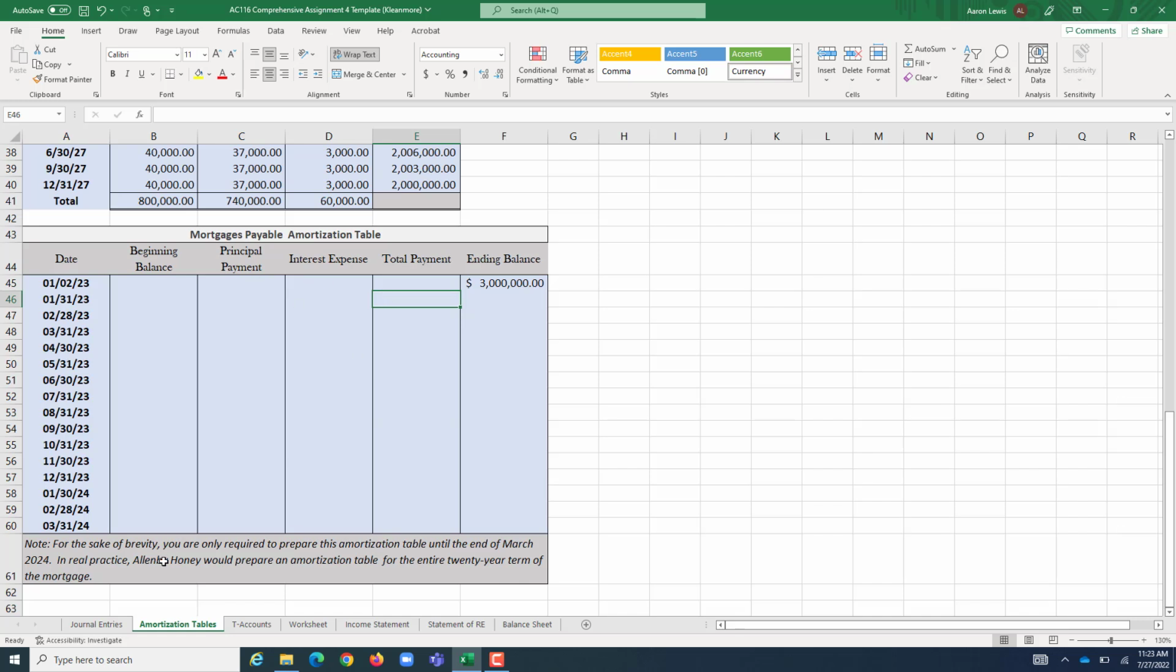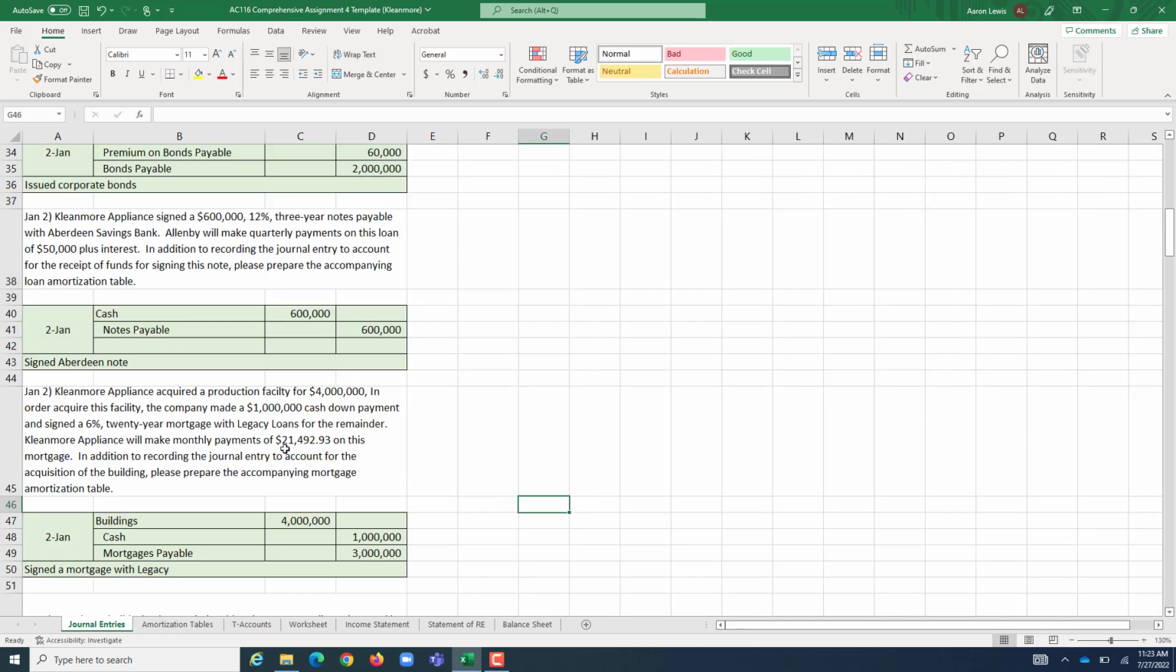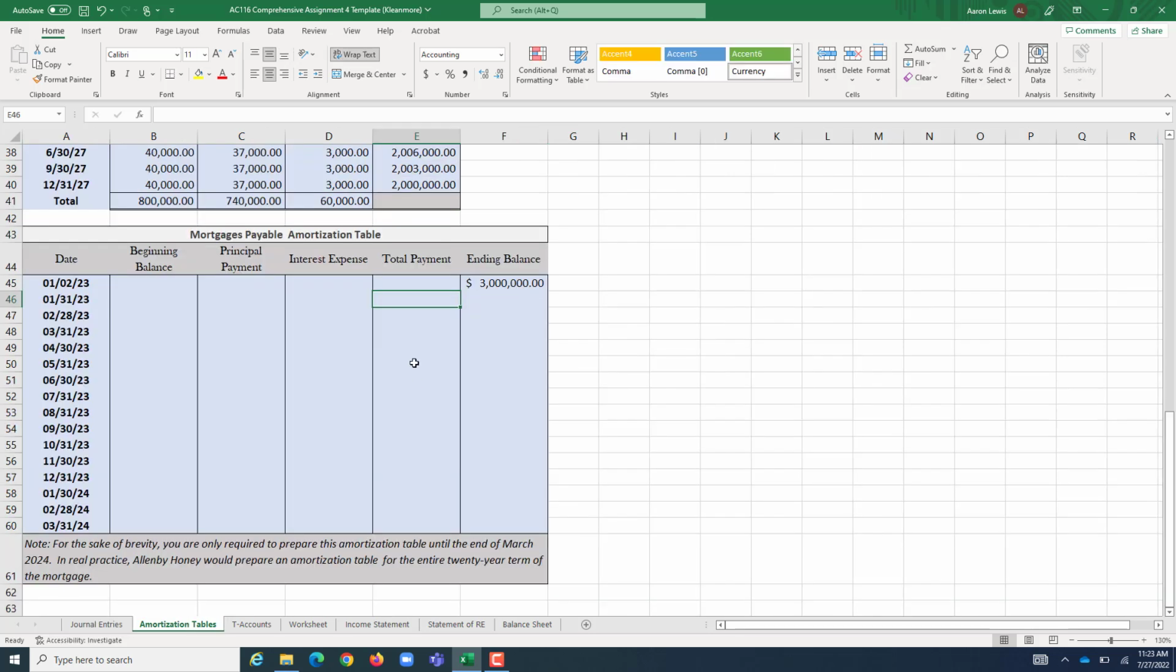I can knock out something really easy on the second row all the way through. This is a fixed payment mortgage. Most mortgages are, which means the bank tells you this is exactly how much you have to pay each and every month. It's how auto loans work. It's how most loans work. And they've told us that we're going to have to pay $21,492.93 each and every month for the life of this mortgage according to this payment schedule. So on our amortization table for this mortgage, our total payment has to be that $21,492.93.